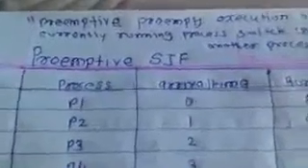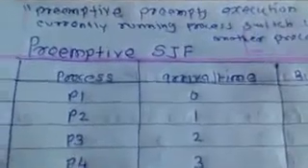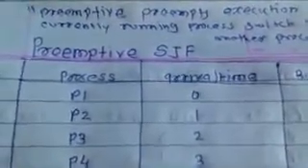Preemptive SJF preempts the execution of the currently running process and switches the CPU to another process. SJF means shortest job first. Preemptive SJF, that is, it preempts for the shortest job. Okay. Preemptive SJF, processes P1, P2, P3, P4.